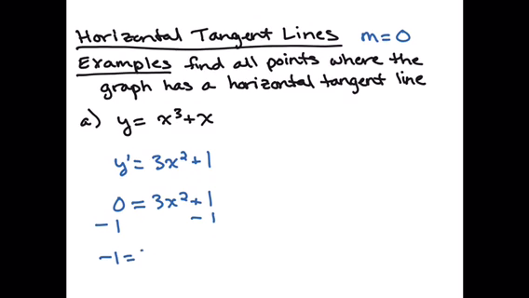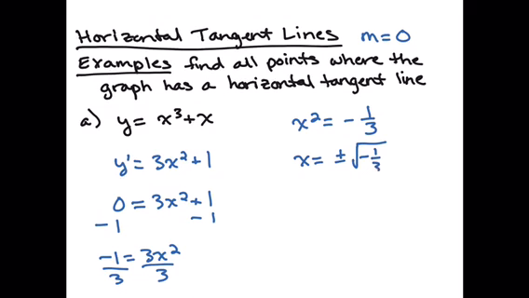I get negative 1 equals 3x squared. Divide both sides by 3, and I get x squared equals negative 1/3. And if we take a square root of this, I'm taking the square root of a negative number. That gives me an imaginary value, and I cannot plot an imaginary value in the xy plane. So nowhere on the graph of x cubed plus x is there a case where I would have a horizontal tangent line.